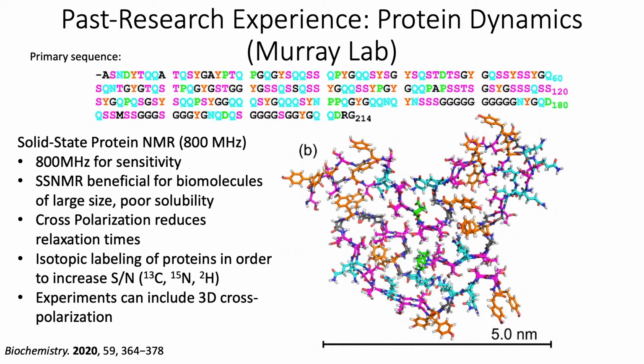So there's no longer a need to be soluble. And one of the interesting features too about protein NMR is that in order to increase the sensitivity and increase the amount of signal, they'll often dope their organisms that are forming these proteins with carbon-13, nitrogen-15, or even deuterium in order to enhance the level of sensitivity.